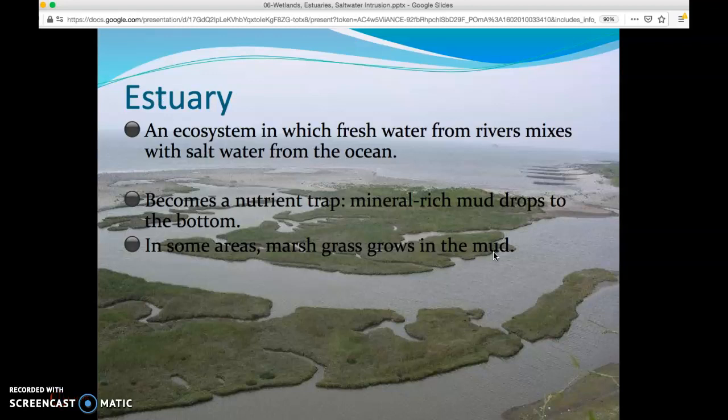There are some types of wetlands, and I apologize, these pictures are not the best as far as design goes for reading, but estuaries are my first type of wetland I wanted to talk about. It's an ecosystem in which fresh water from rivers mixes with salt water from the ocean. They become a nutrient tap, which means that they have very mineral-rich mud, and it drops to the bottom. In some areas, marsh grass will grow in the mud, and these are ecological hotspots like I talked about. Good nutrients, good soil means lots of good plants, which means lots of good animals, which means lots of biodiversity and a very healthy ecosystem.